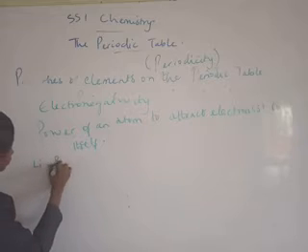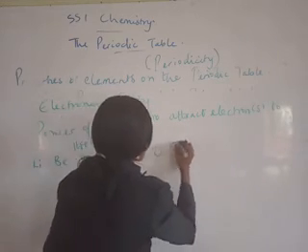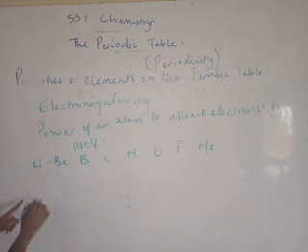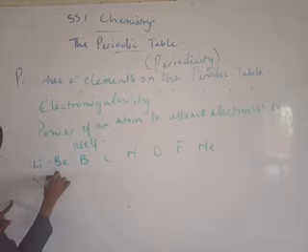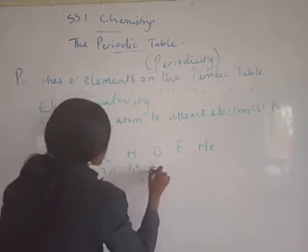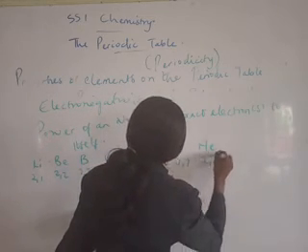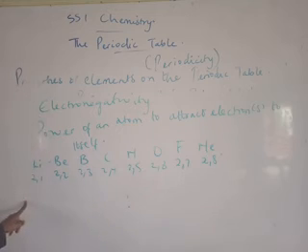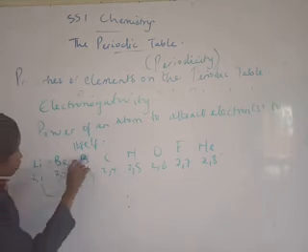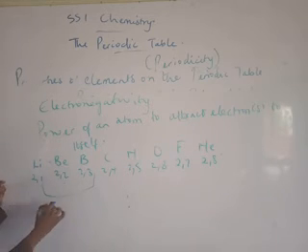Lithium, beryllium, boron, carbon, nitrogen. This is period 2. Now I have 2,1, 2,2, 2,3, 2,4, 2,5, 2,6, 2,7, and then 2,8. These are period 2 elements. You know, between group 1 and group 3, this is group 1, group 2, group 3. From group 1 to group 3, they are all metals.